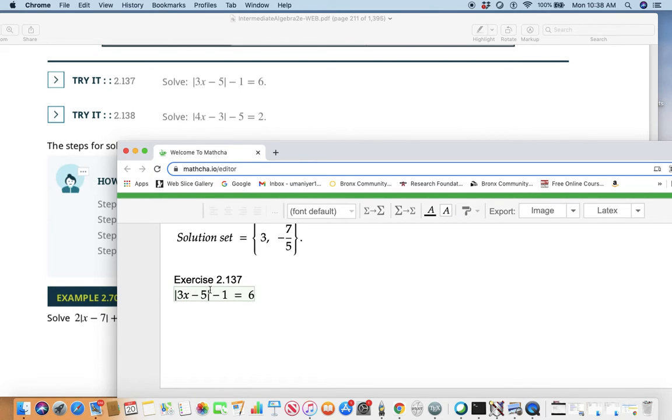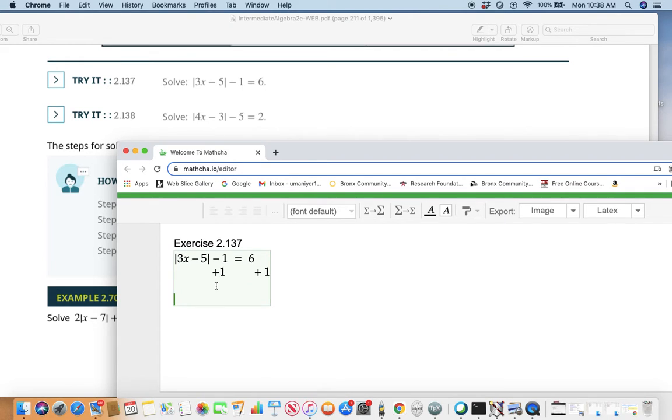It is within absolute values. So let me isolate the absolute value. That is, add 1 to both sides. So that gets us absolute value 3x minus 5 equal 7.